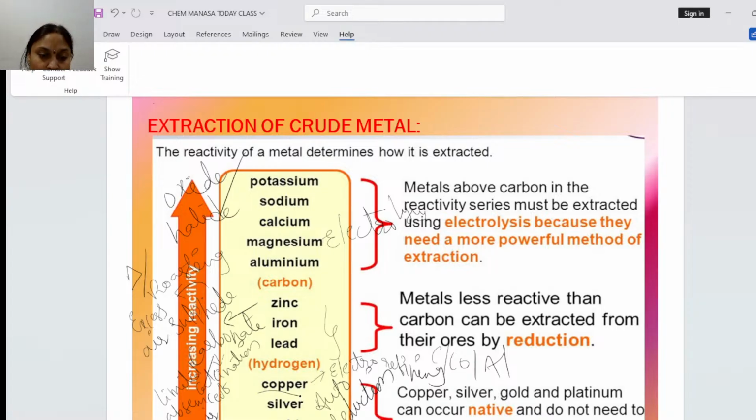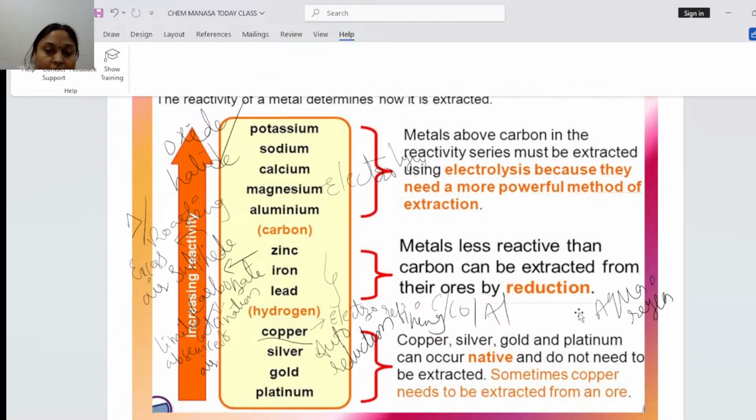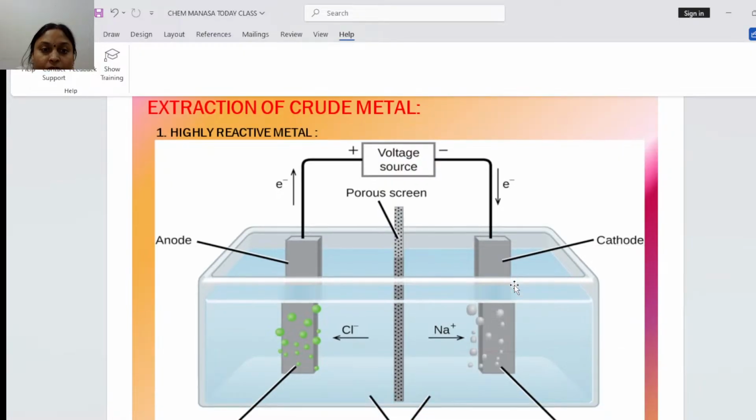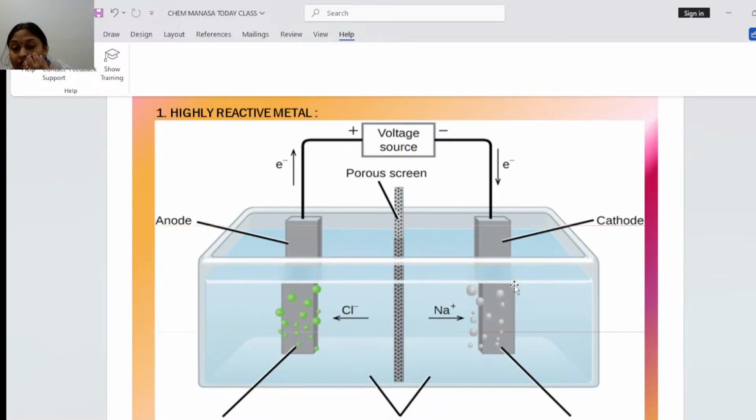Only this is applicable up to copper. So silver, gold, platinum exist in the free state, and these noble metals are not going to react with water or other substances. So that's why we can dissolve them in aqua regia, which has a 3:1 ratio of hydrochloric acid and nitric acid. That is also known as royal water. Both in the concentrated condition. So now, highly reactive metals, electrolysis.